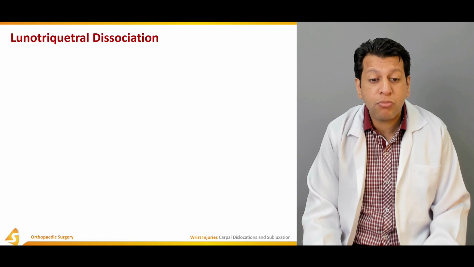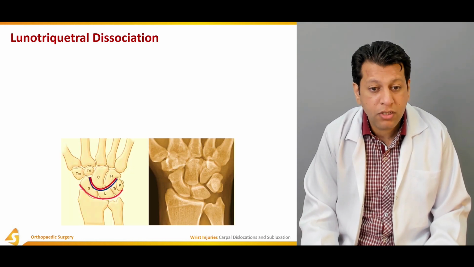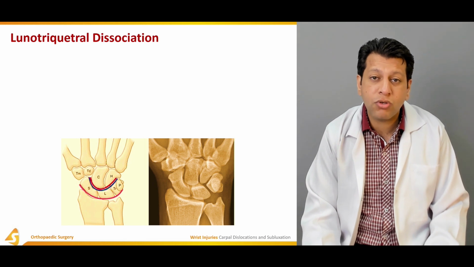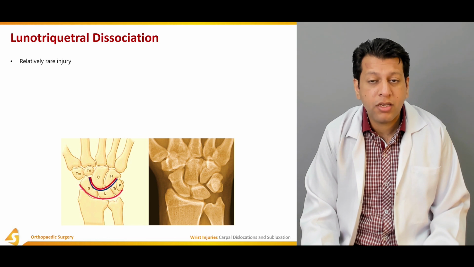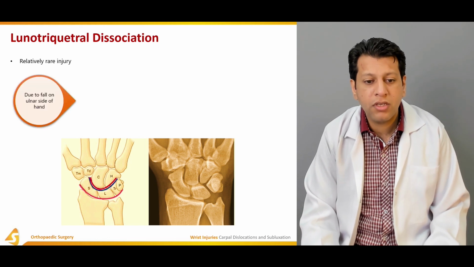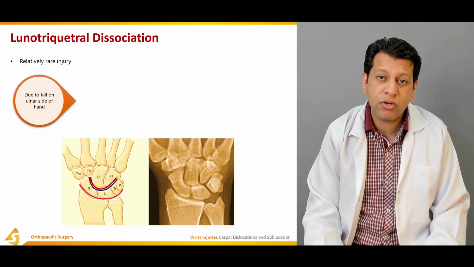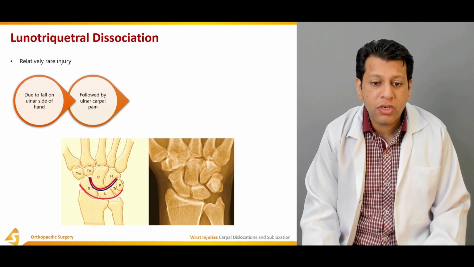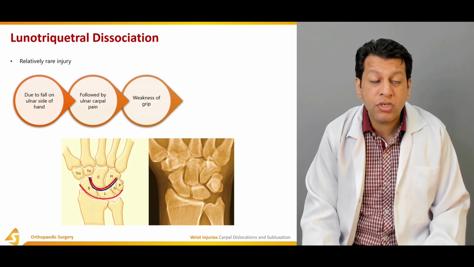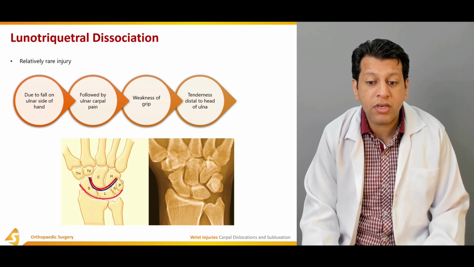Now coming to another important term, which is called lunotriquetral dissociation, or VISI. Why is it called VISI? Because it stands for volar intercalated segmental instability. Although it's rare relative to DISI, it is due to a fall on the ulnar side of the hand, in which there is a fall on the outstretched hand with an ulnar deviated wrist joint. Usually there is ulnar carpal pain associated with weakness of grip, and tenderness distal to the head of the ulna.